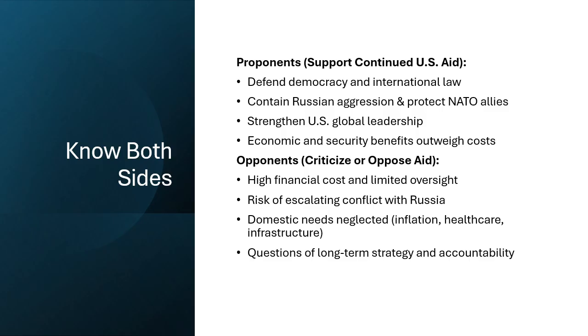Opponents, however, argue that the cost is too high and oversight too weak. Around 175 billion have already been wasted, leading some lawmakers and taxpayers to worry about inflation and debt. A Pew Research Center survey found that 40% of Americans think that the U.S. gives too much aid. Critics also warned that sending advanced weapons could escalate tensions with Russia and take away focus from urgent domestic needs like healthcare and education. Both sides raised valid points. This debate continues to shape how the U.S. defines its foreign policy and budget priorities.